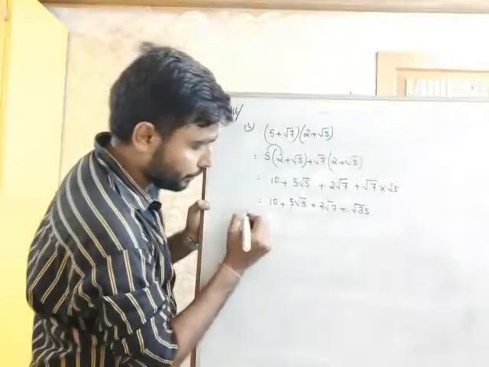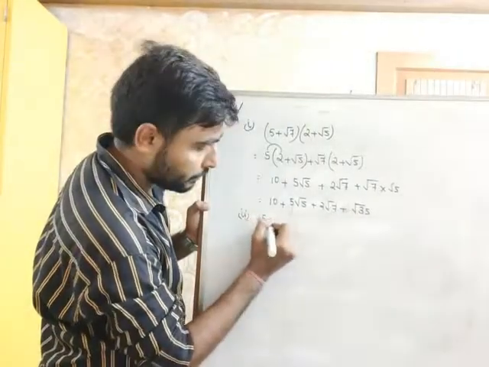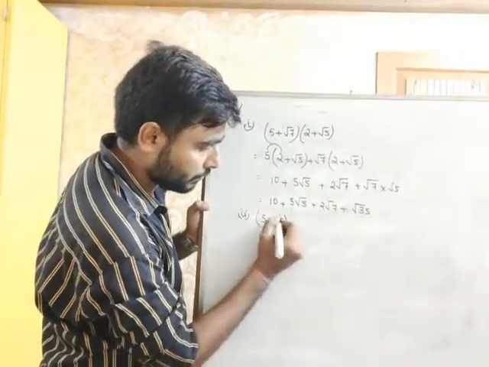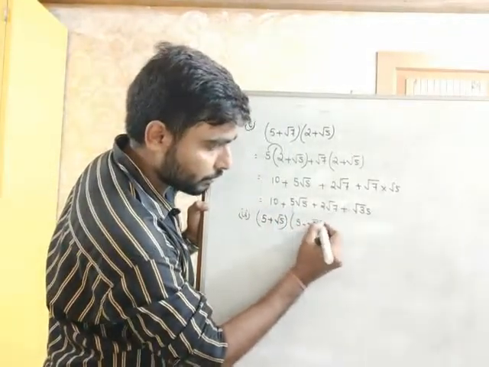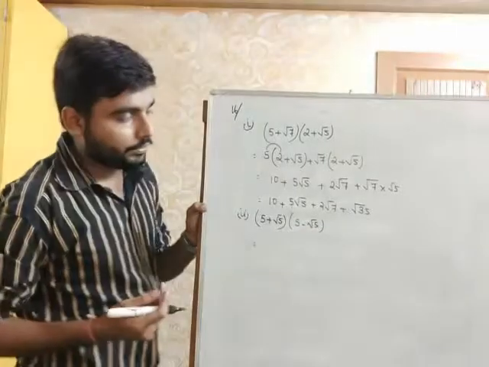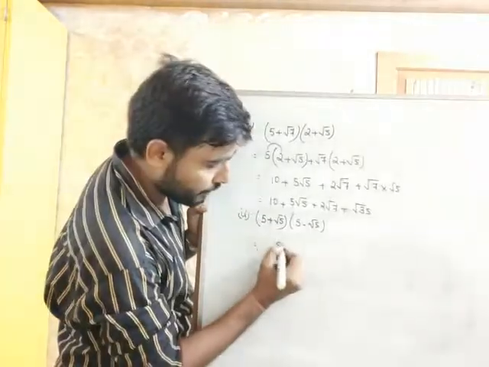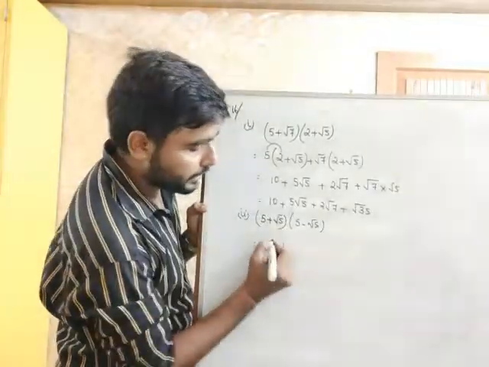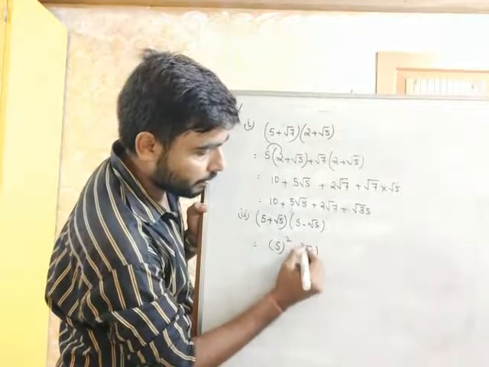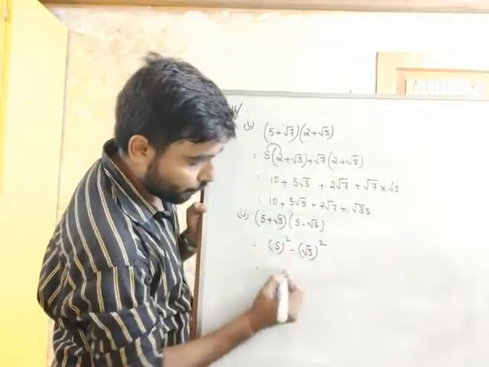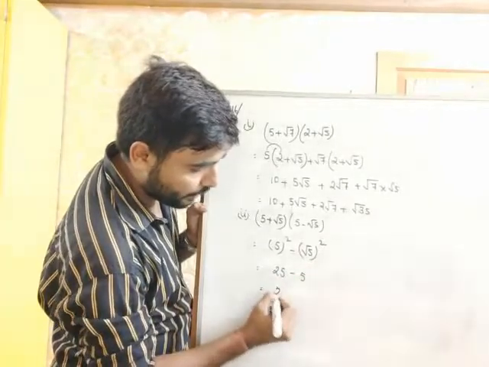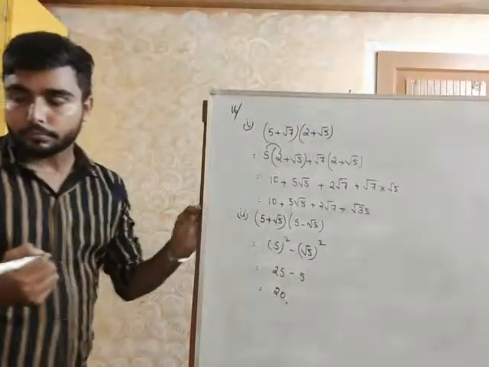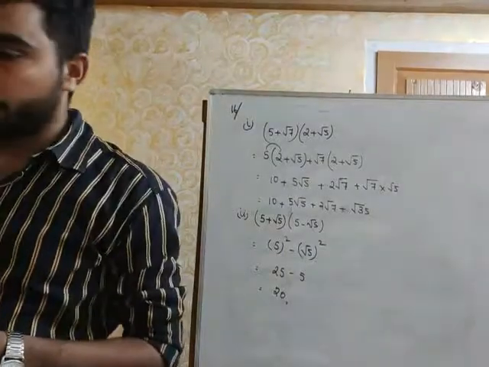Next is number 2. 5 plus root 5 into 5 minus root 5. So a plus b into a minus b is a square minus b square. 5 square is 25 and root 5 square is 5. 25 minus 5 is 20. Clear everyone?